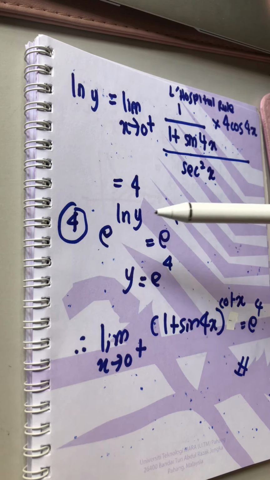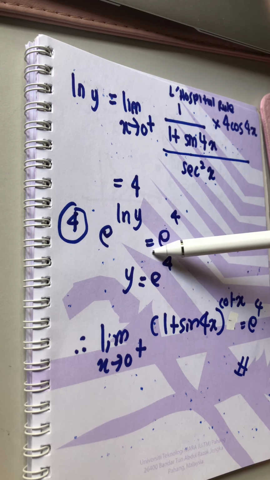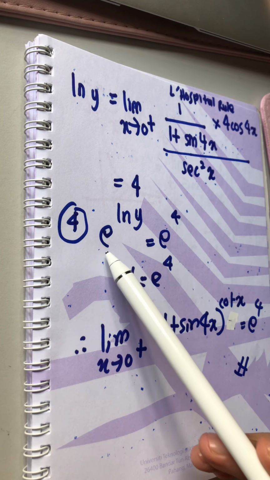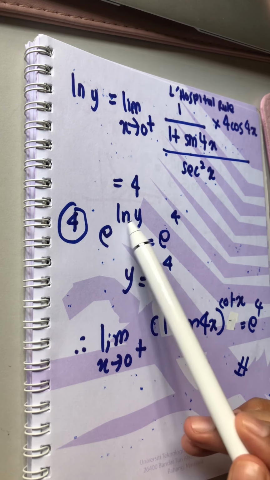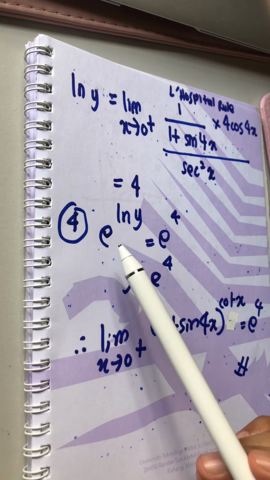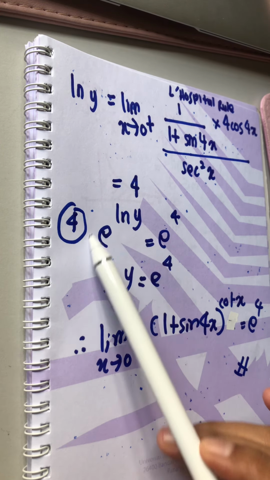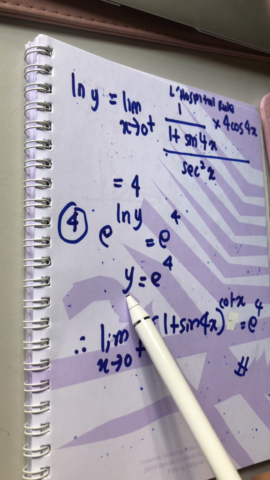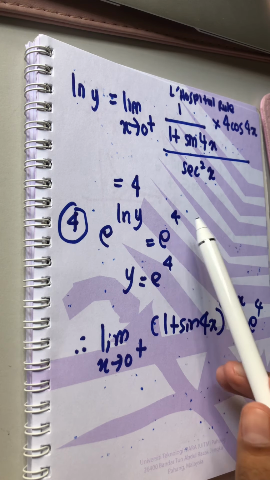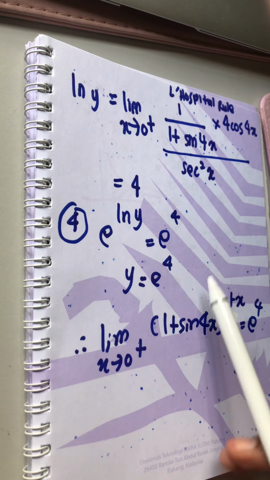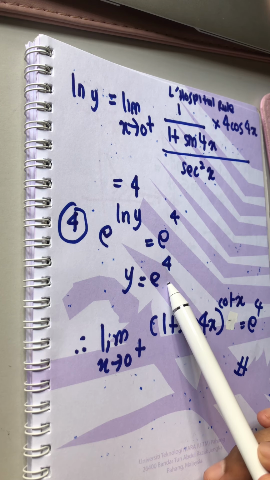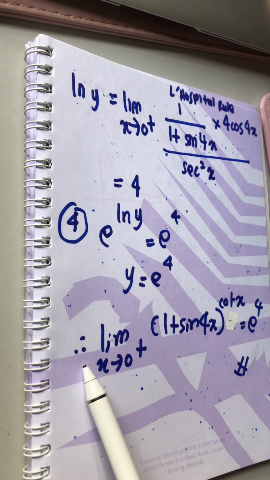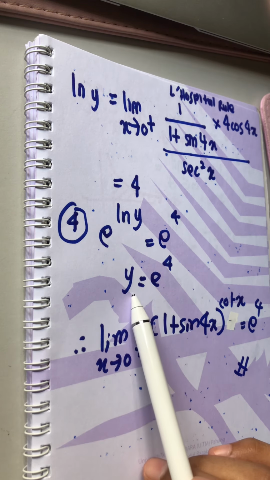Okay, step number 4, you have e to the power of ln y equal to e to the power of 4. We put e to the power because we want to eliminate the ln here. So e and ln cancel to 1, so y stays as y, multiplied by 1, so it equals y. And e to the power of 4 is equal to e to the power of 4. Alright, you can use a calculator to find e to the power of 4, or you can just leave the answer as e to the power of 4. So lastly, you need to conclude, because this is not the final answer.